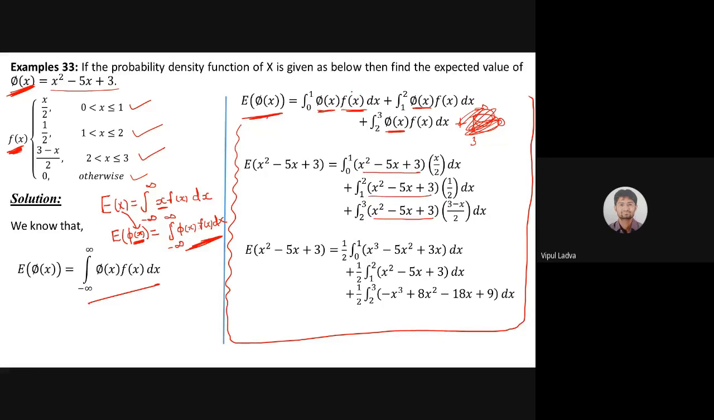चेंज क्या हो रहा है? The output related to f of x. For 0 to 1, f of x is having output x by 2. तो यहाँ पे x by 2 है because the limit is 0 to 1. Here the f of x gonna act as a 1/2 because it is provided. 1 से 2 के बीच में f of x की वैल्यू 1/2 है. And for this particular 3 minus x divided by 2, for the region over the range 2 to 3 as it is provided in the data.